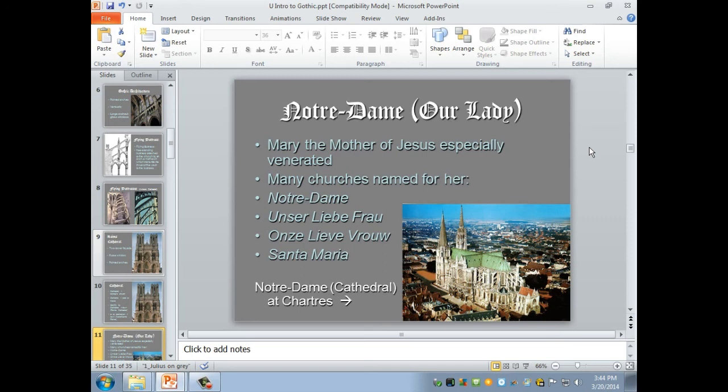Santa Maria Nuovo has a hospital attached to it, actually. I think it's a convent.